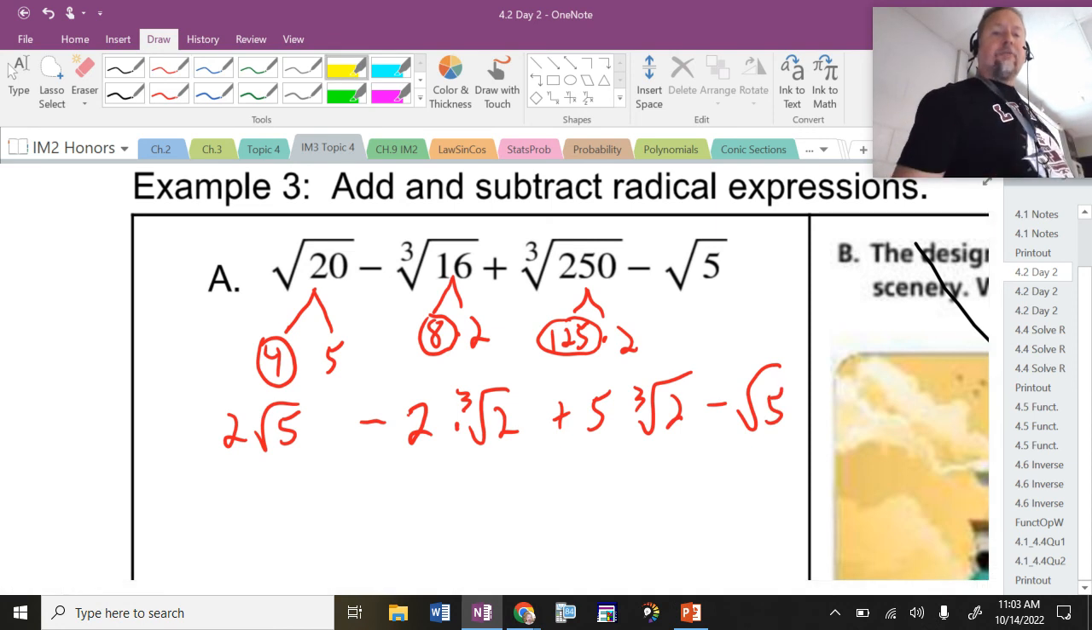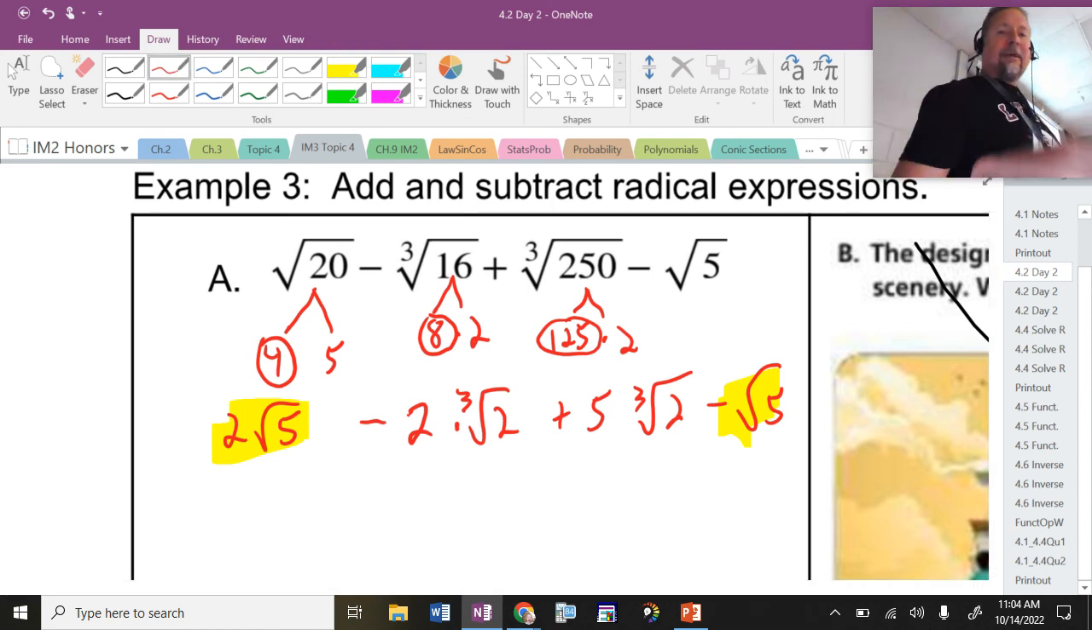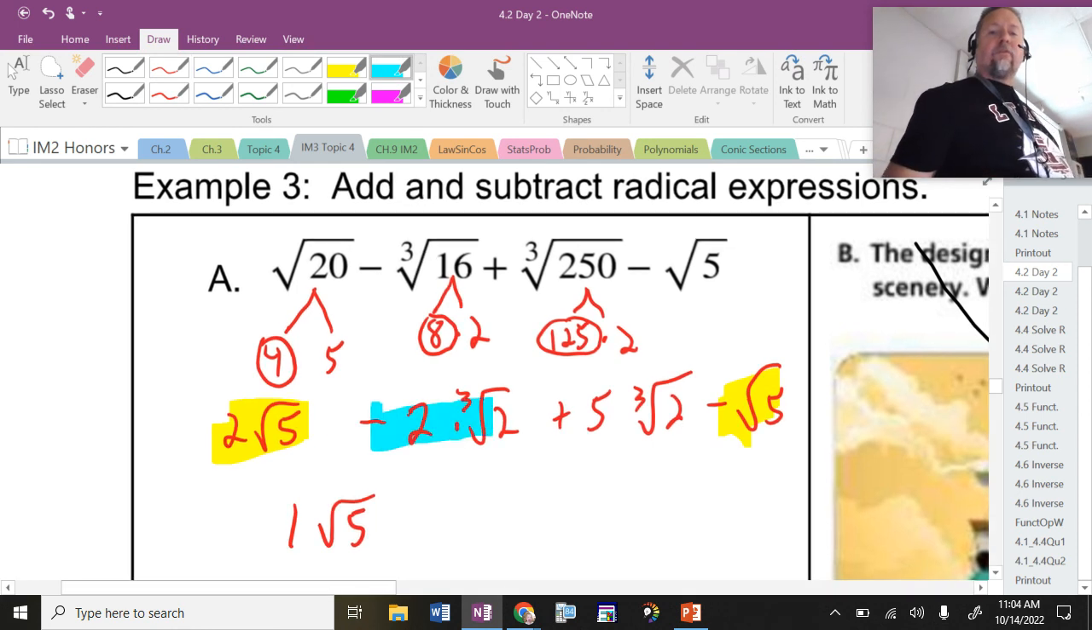Oh, then after doing this, these two are the exact same. What's 2 minus 1, everyone? I don't know. Let me get my calculator. 1 root 5. And then negative 2 root 3, cube root of 2. And 5 times the cube root of 2. What's negative 2 plus 5, everyone? 3 times the cube root of 2. So this is where this comes into play.